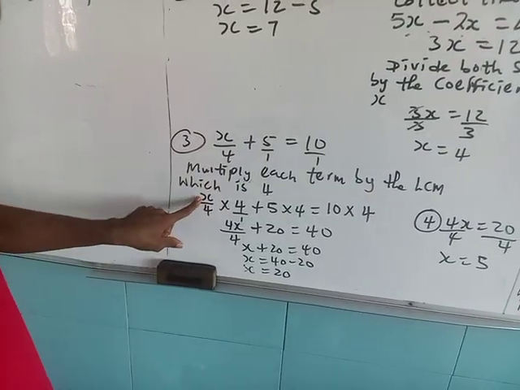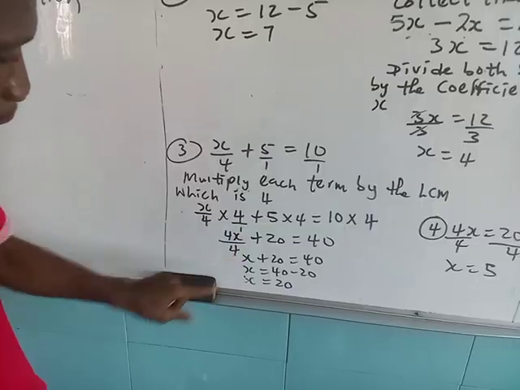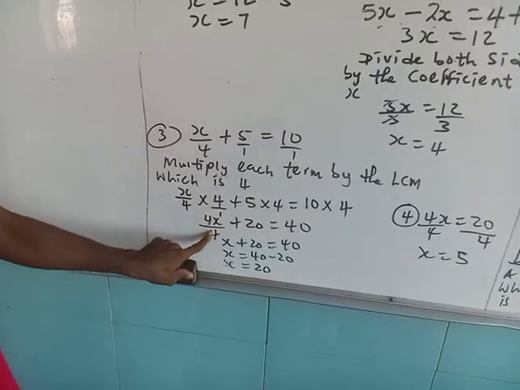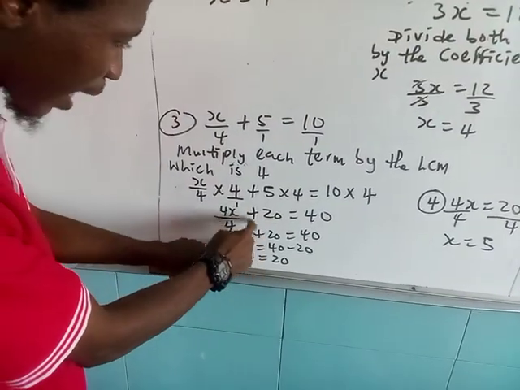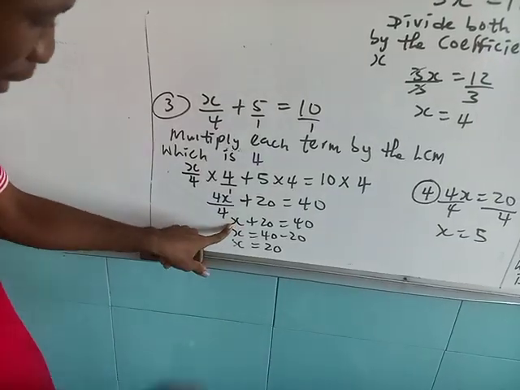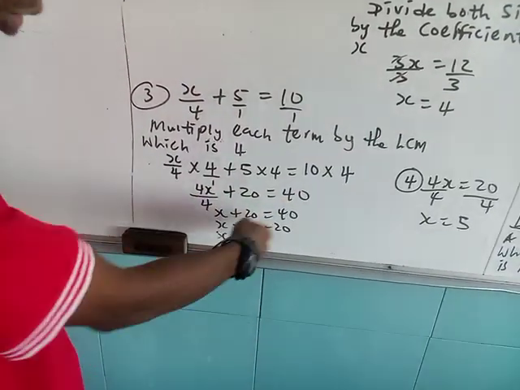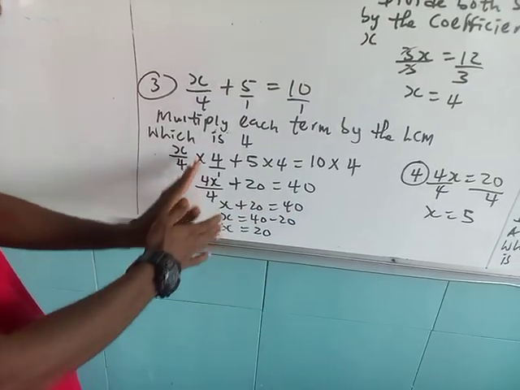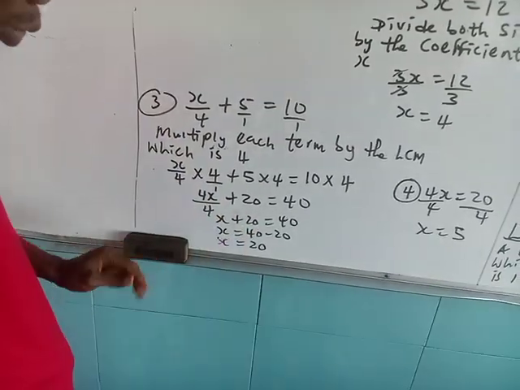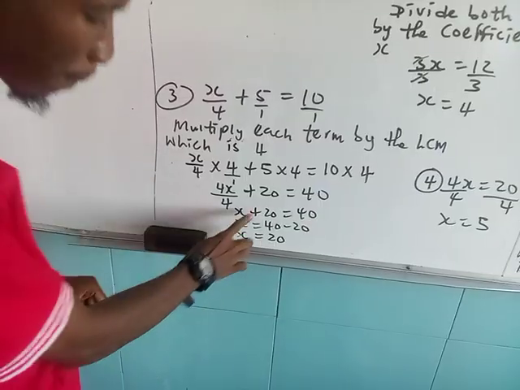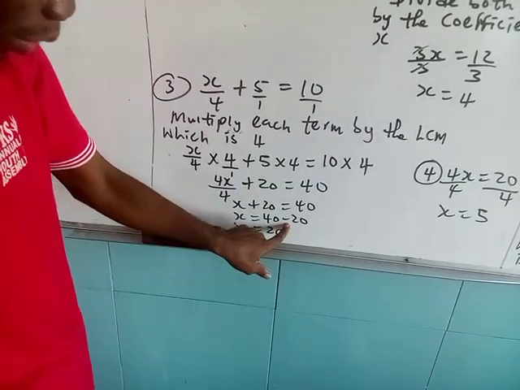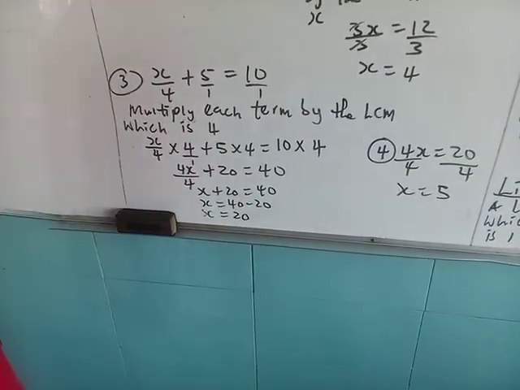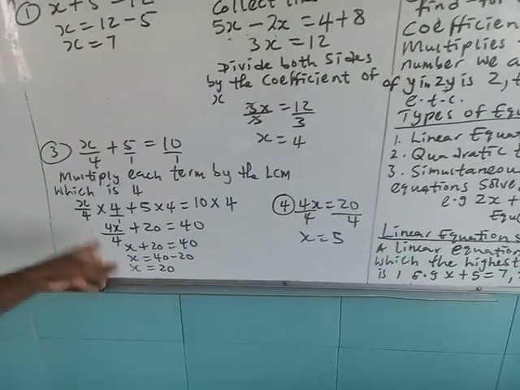After you do that, x times 4 will now be 4x over 4. 5 times 4 is 20. 10 times 4 is 40. Now 4x divided by 4 will give x, so x plus 20 equals 40. Now we see that we have a very easy equation to work with. We are able to remove the fraction. It's now easier for us to solve. So moving plus 20 to the other side becomes minus 20. So 40 minus 20 is equal to 20. So x is equal to 20. That's the answer for this equation.